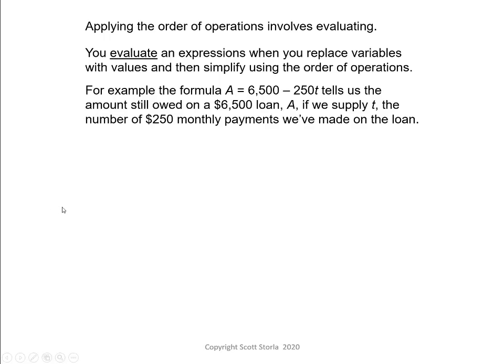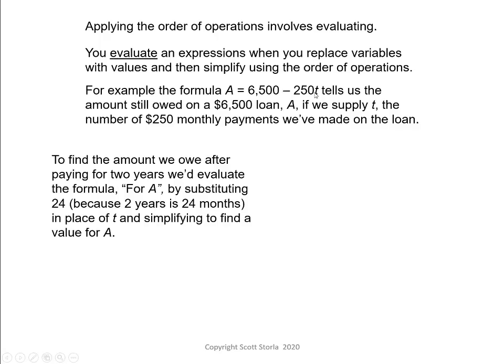For example, here's a formula. This is a way of figuring out how much you still owe on a loan. Here's the original amount of the loan, $6,500. And then we're taking away $250 a month. T stands for how many months we've been paying on the loan, and A stands for the amount we still owe on the loan. So this formula starts at $6,500 and then takes away $250 for a certain number of months.